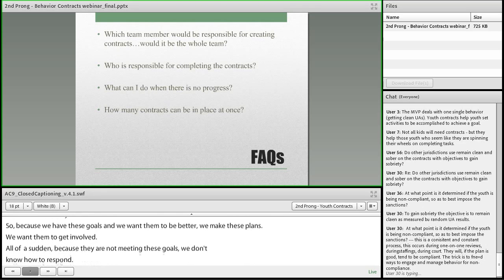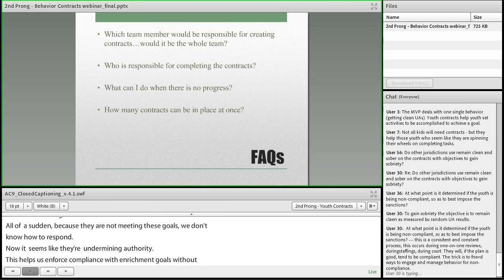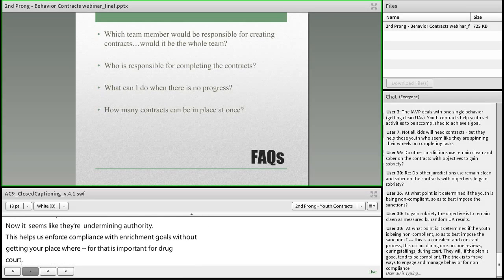It helps us enforce compliance with those enrichment goals without getting to a place where we have to be excessively punitive. And that, I think, is really, really important for drug courts, because I know it's really hard. You don't want to send kids to detention for not going to school. You don't want to send them to detention because they didn't join a basketball league. But when you draw that line in the sand to say you must comply with what I tell you to do, you don't give yourself a lot of room.